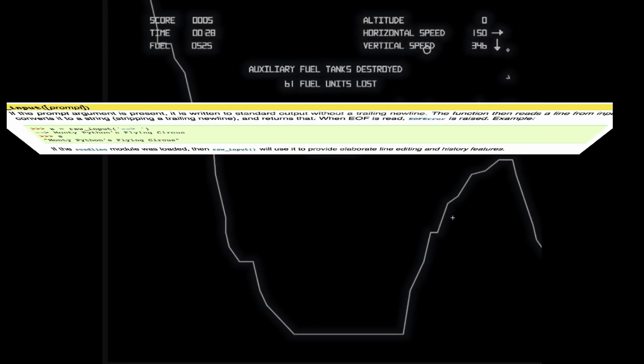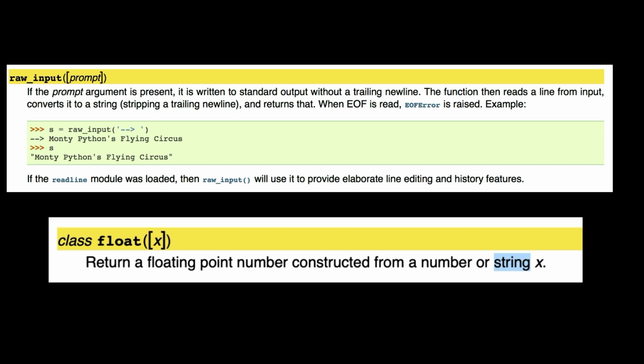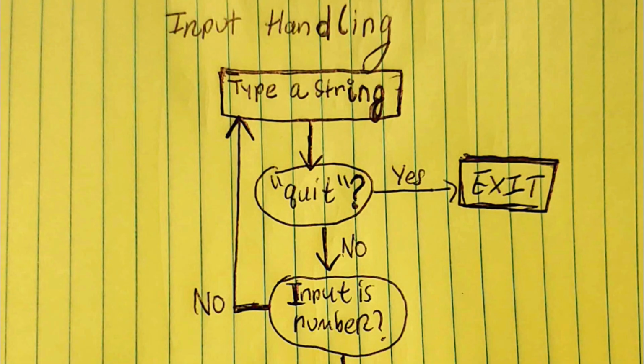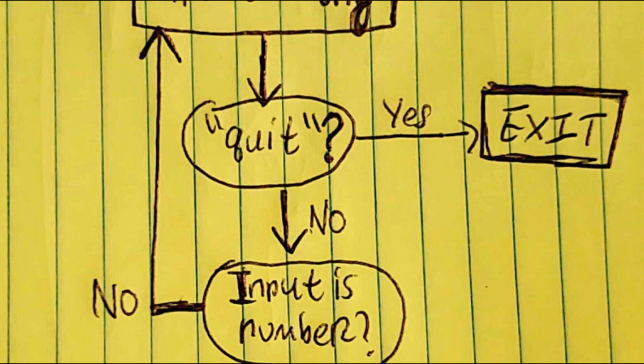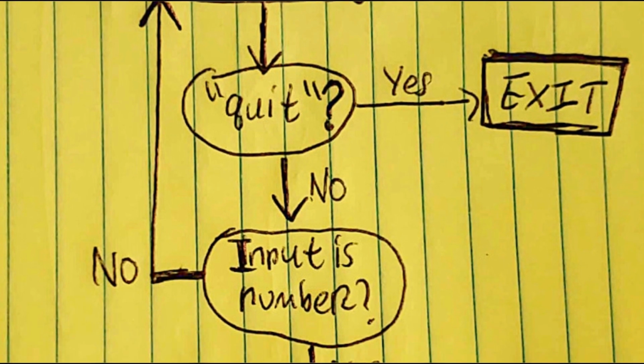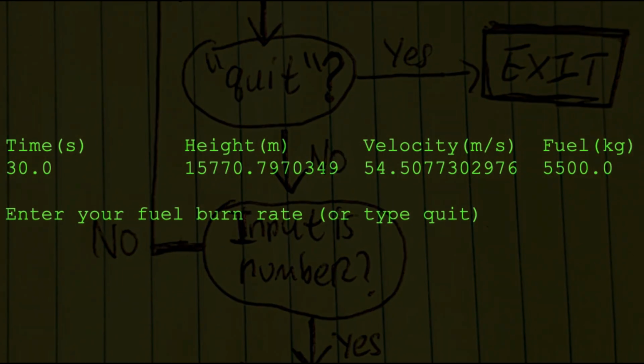Python has built-in methods we can call to get the input we need. But because the user can type anything, we'll have to handle the difference between the user's input and what's valid input. For our purposes, valid input will either be typing quit to exit the game loop, or typing the fuel burn rate. So we handle unrecognized inputs by giving the user a chance to type something else.